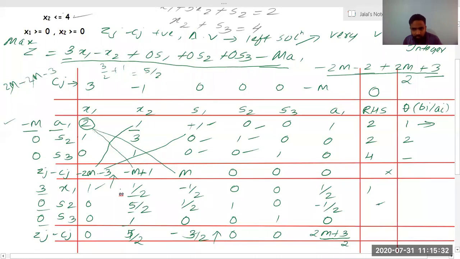Before going for that, we will find this value. 2 into 2, 4. 4 minus 2 is 2. 2 by 2 is 1. Okay, again, 2 into 4 is 8. 8 minus 0 is 8. Divided by 2 is 4. So we have got some value. Now what do we need to do?